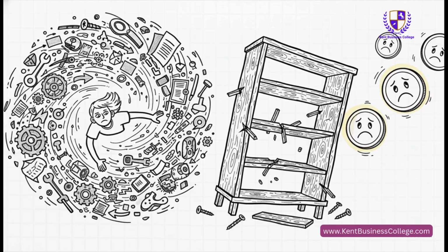And look, that's what happens, isn't it? We jump straight into the doing without actually understanding the whole picture first. We miss steps, we grab the wrong parts, and we end up with something that just doesn't work. And in the world of project management, that wobbly shelf can cost thousands, millions even.